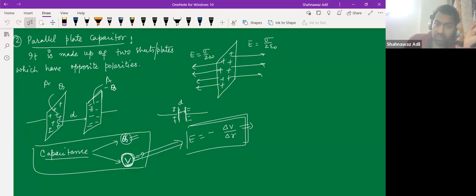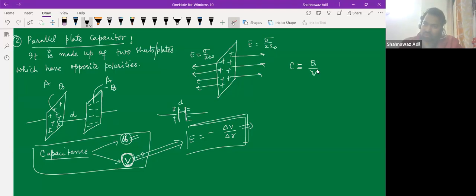So we know that, what is the capacitance? What is capacitance? Archana, what is capacitance? Numerically, how do we calculate capacitance? Sir, charge by volt, Q by V. Yes, absolutely correct. Good.